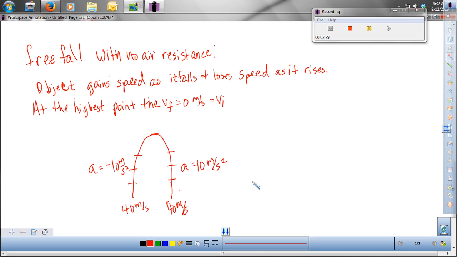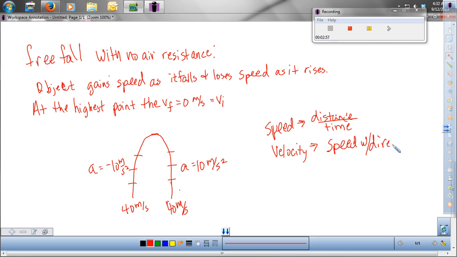Make sure that you know the definitions of speed, which is just distance over time, total distance over total time, give you average speed. Velocity, you calculate it the same way as speed, but you give it a direction. That's called a vector quantity because it has to have a size and a direction, magnitude and direction.